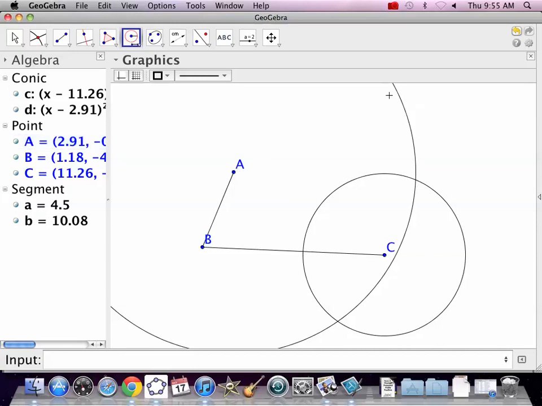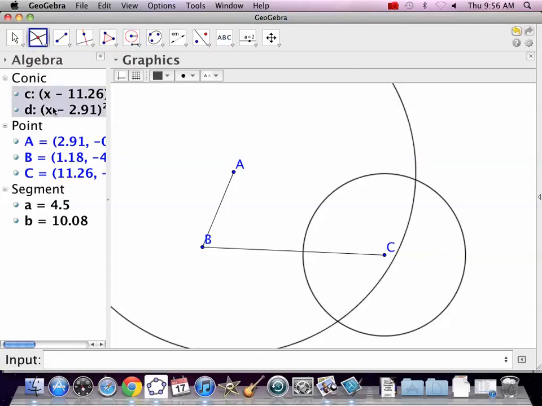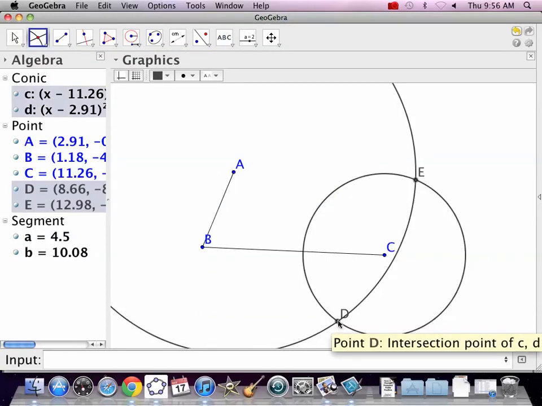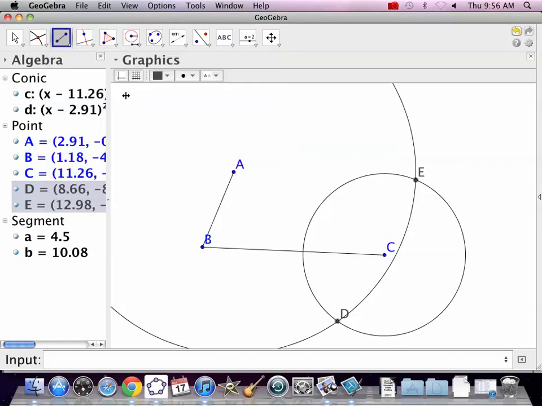Because any radius over here works also. But they got to both end up at the same place. And the same place is right where the circles cross. So find where the circles cross. There's your corner. It's either at E or at D. Well, pretty much it's at E, right? All right, so connect. Segment between two points.